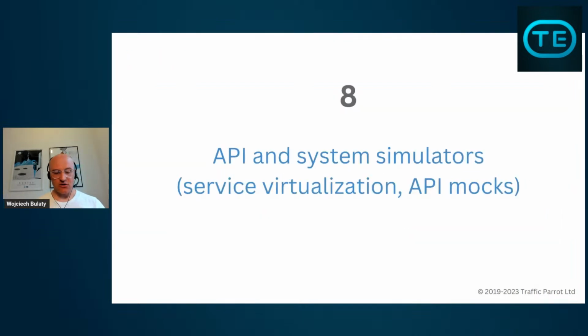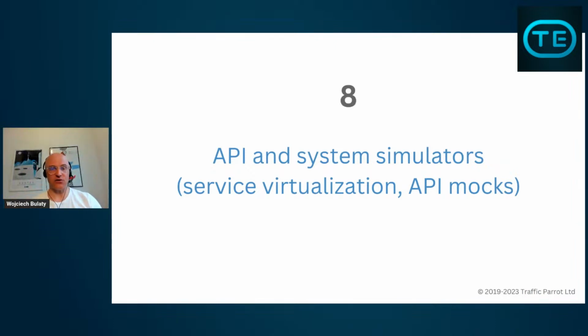Okay, so the next method of using test doubles when testing your microservices is called API and system simulation, also by some vendors called service virtualization, and by others API mocking. And what is that? Well, it's a test double that works over the wire. So what that means is you wouldn't necessarily be mocking specific functions in your code or classes or methods, etc. What you would be simulating is network traffic.